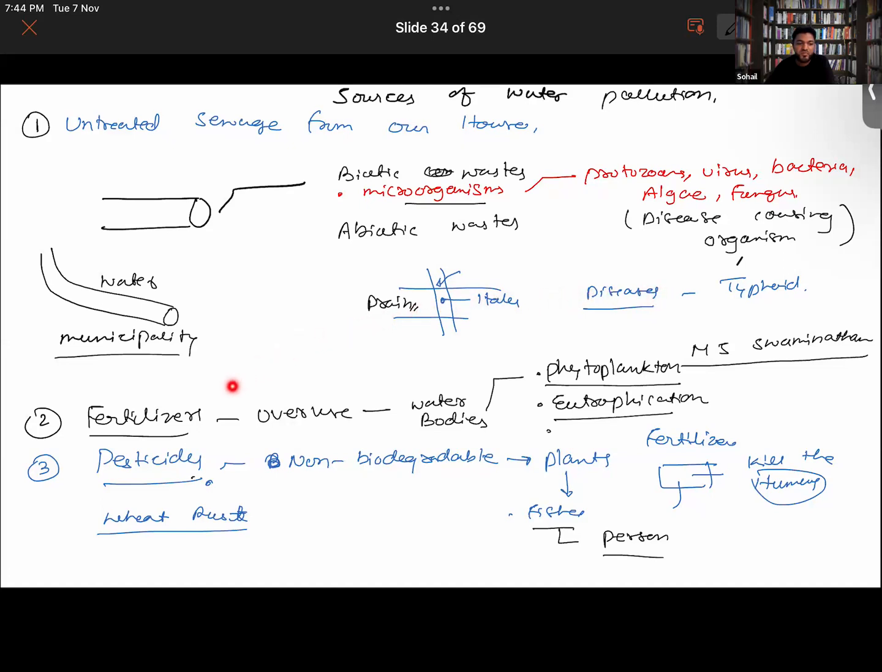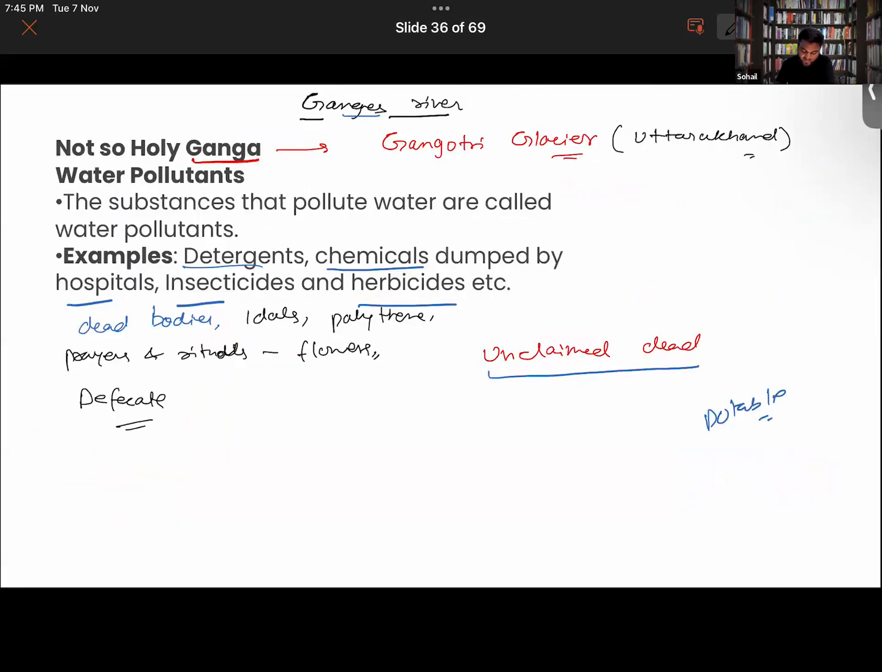Then there are fertilizers also. If I were to overuse them, due to the runoff water, due to the rainwater, it will run into the nearby water bodies, and in the water bodies, it will do what? It will lead to development of... Look at this image over here.